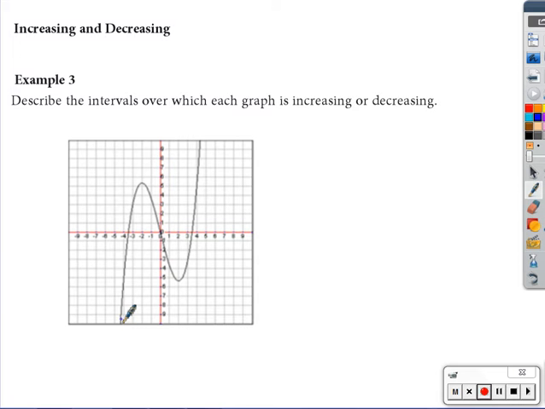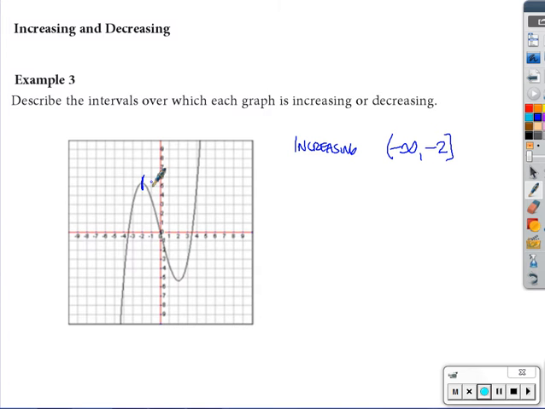Here, when I look at this, I'm just basically asking myself, is this climbing uphill? If it is, how far? So it looks like to there, which is negative 2. So my increasing interval would go from negative infinity to negative 2. At negative 2, it's no longer increasing or decreasing. It would have a slope of 0. The tangent line would have a slope of 0.